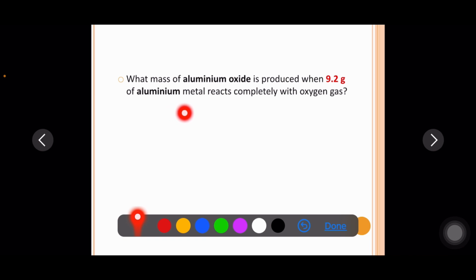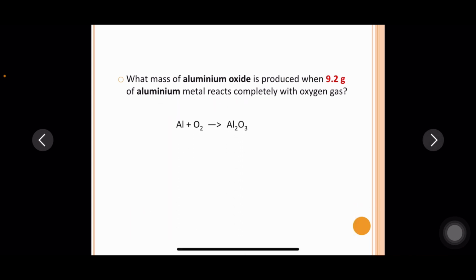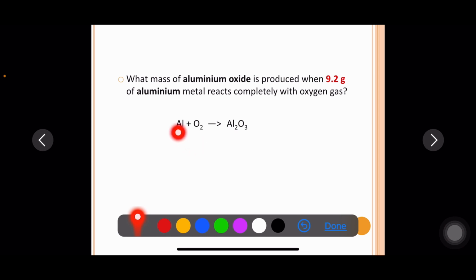There are two ways to calculate the mass of the product. First of all, we have to consider a chemical equation. Aluminium reacts with oxygen, makes aluminium oxide. Then we have to balance the equation. 4 moles of aluminium react with 3 moles of oxygen and it makes 2 moles of aluminium oxide.